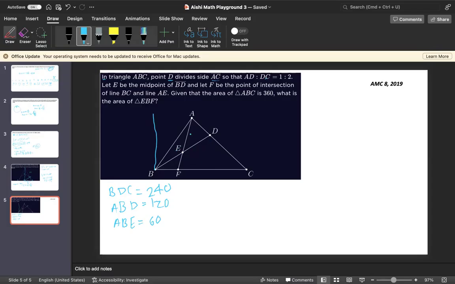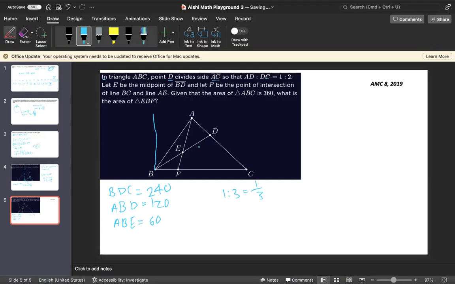So we know that BE is half of BD. Since BE is the side of EBF and BD is the side of BDC, and BE is half of BD, we know that the height of EBF must also be half of the height of BDC. So then the ratio of the height of EBF to the height of ABC must be 1:3, which we can also write as 1/3.